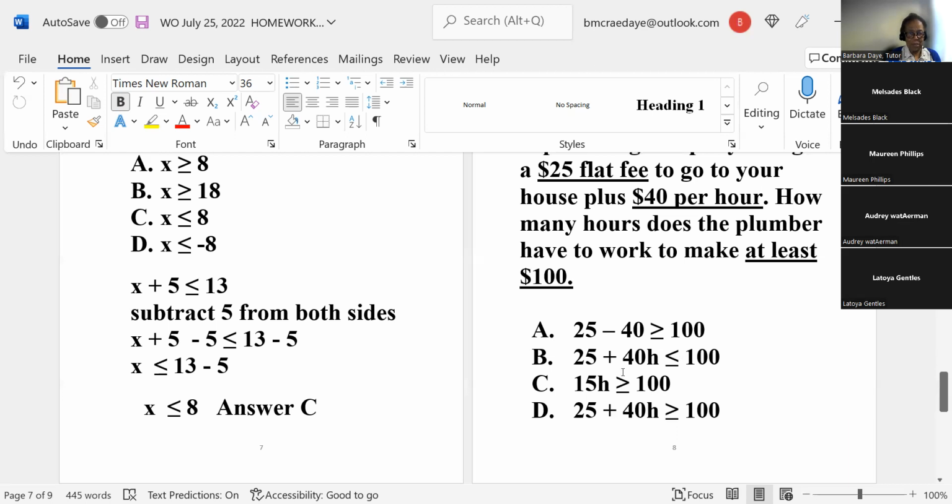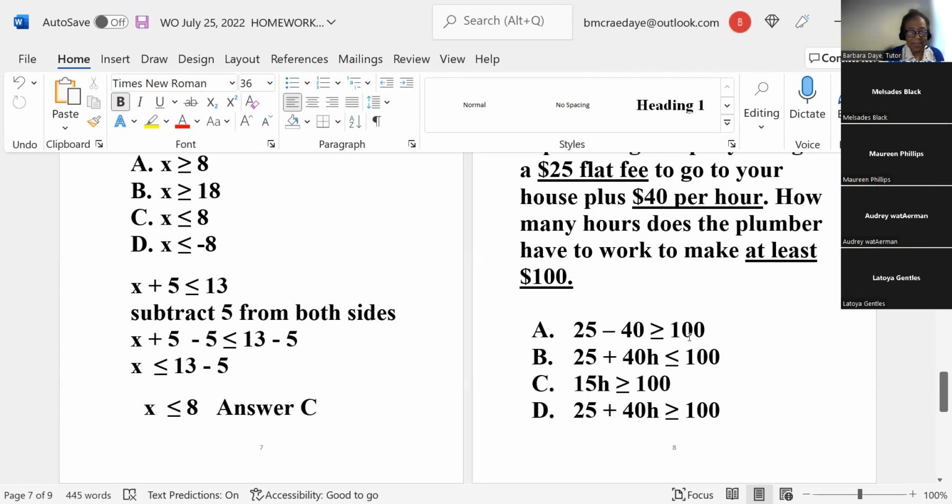25 plus $40 an hour, we said it's less than or equal to 100. He doesn't want to get less than 100, at least 100, which means he doesn't want to get less than 100, right? You follow, Mercedes? That's why it can't be B. You want to get 100 or greater. You got it? He wants $100 as the absolute lowest he wants.